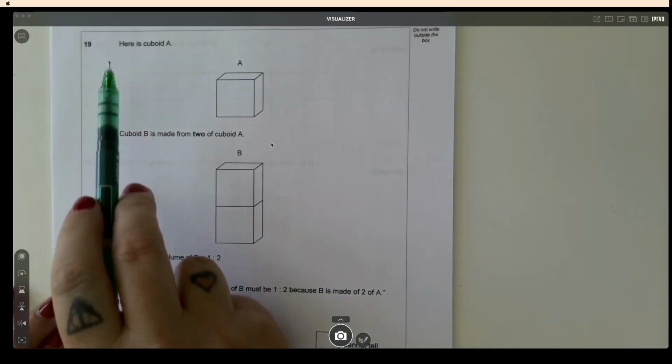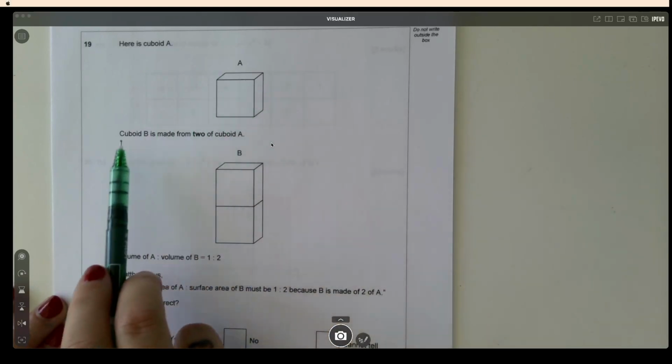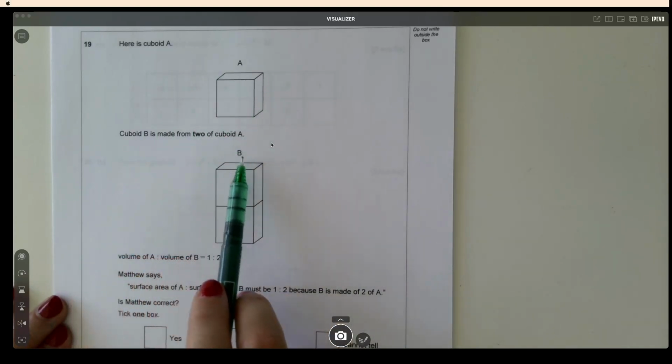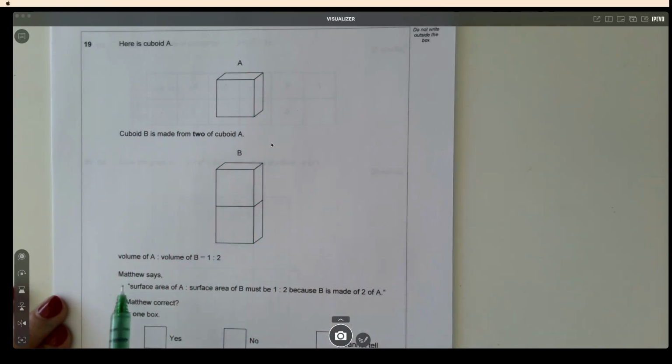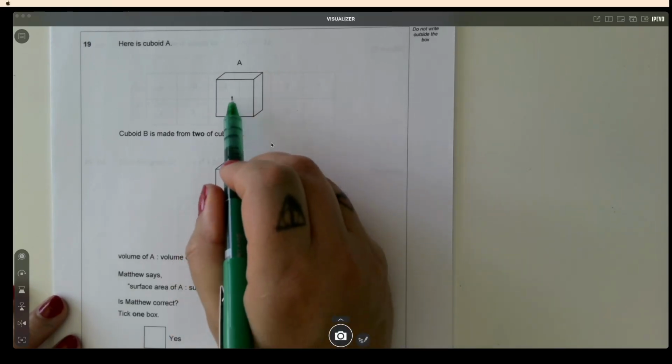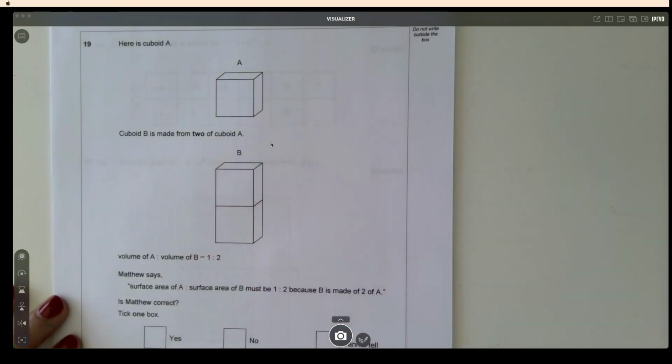Question 19. Here is a cuboid A. Cuboid B is made from 2 of cuboid A, so they've been popped on top of each other. The volume of A to the volume of B is in the ratio 1 to 2. Matthew says the surface area of A to the surface area of B must be 1 to 2 because B is made of 2 of A. Is Matthew correct? Now what we need to remember is the surface area is all the way around the outside of the shape. So it's the area of all of the faces on the outside of the shape added together. So imagine you're wrapping a present. It's the amount of wrapping paper you're going to need to get all the way around that present.